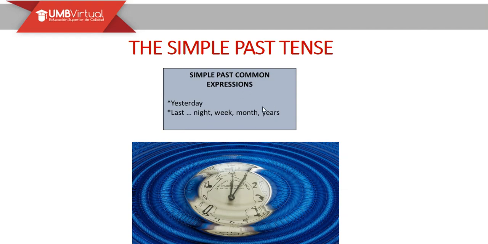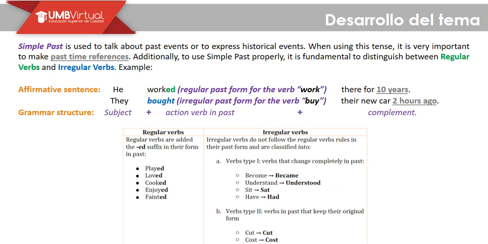Entonces aquí como tal eso nos denota que ya inmediatamente el escritor o el oyente esté como tal recibiendo ese tipo de información, va a saber que esta oración va en un tiempo gramatical específico que es el uso del pasado simple. So the use of simple past is referring to past events or to express historical events. When using this tense, it's very important to make past time references. So additionally, to use simple past properly, it is fundamental to distinguish between regular verbs and irregular verbs.